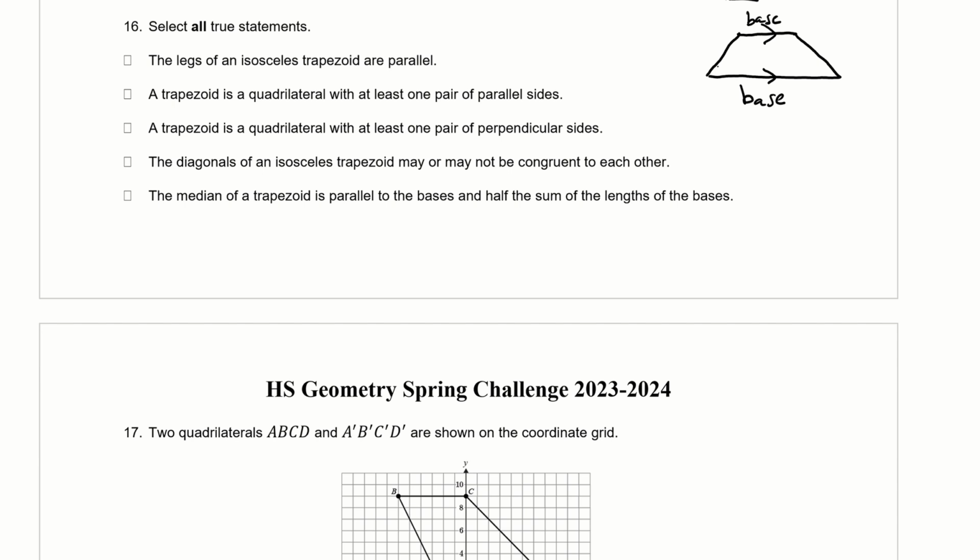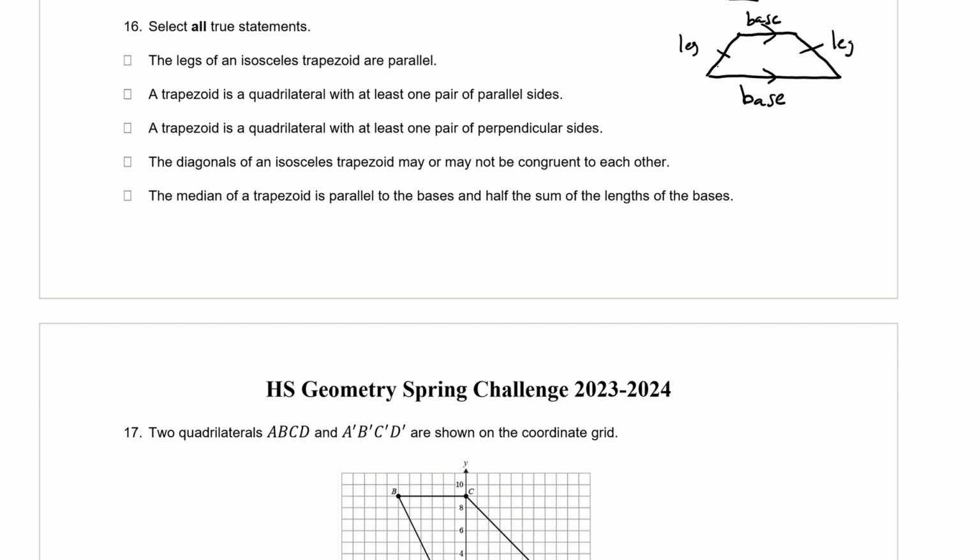In an isosceles trapezoid, the legs are congruent. So that's a leg right there, and those are the legs. Those are congruent. They're not parallel, as you see here. So the legs of an isosceles trapezoid are not parallel in general. So it's not that one.